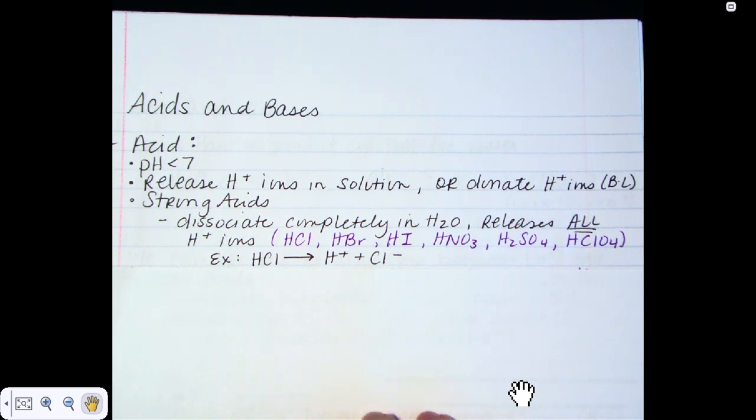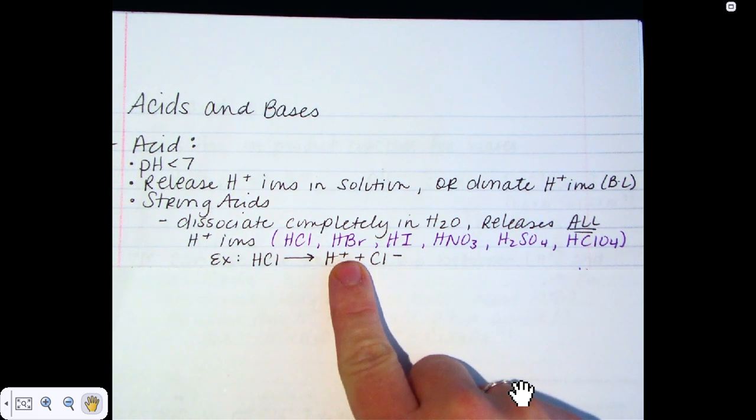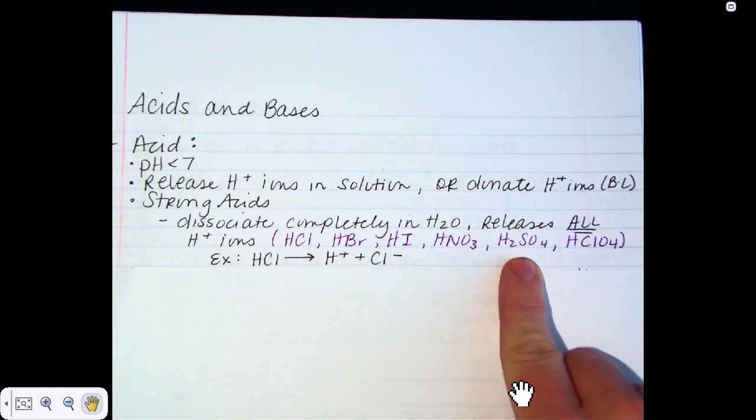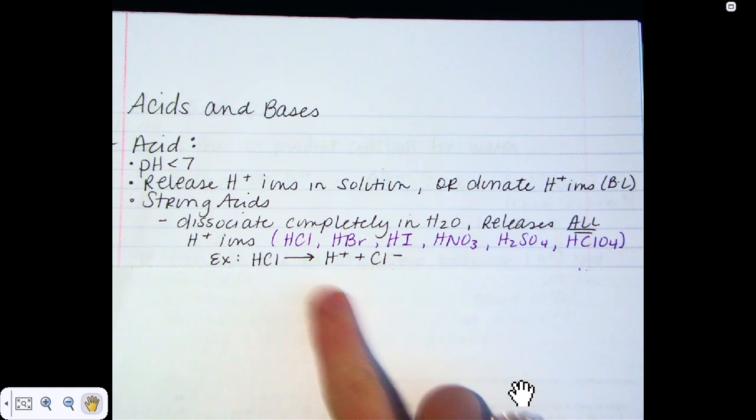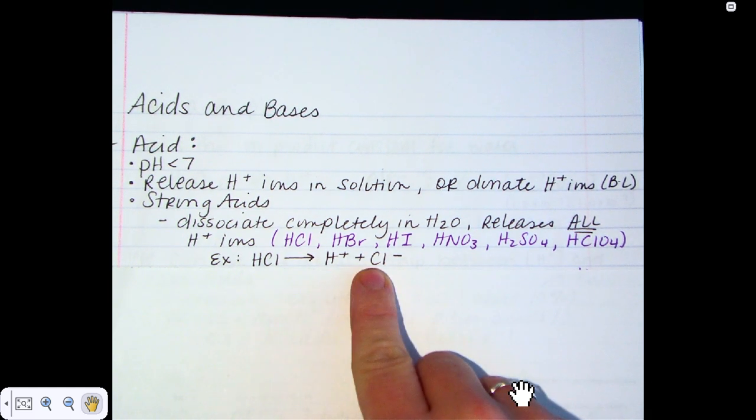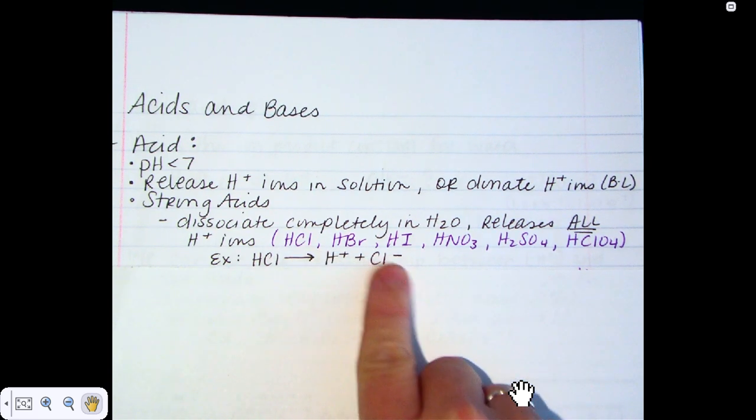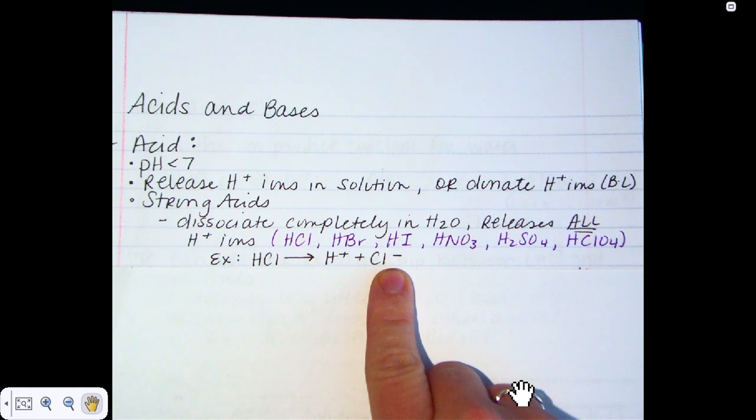And so our 6 strong acids are hydrochloric, hydrobromic, hydroiodic, nitric acid, sulfuric acid, and perchloric acid. And these ones in solution will completely dissociate into H+ and whatever other ion they are with. Notice that chlorine, bromine, iodine are all halogens, and it should stick out to you that fluorine is not included in this list.